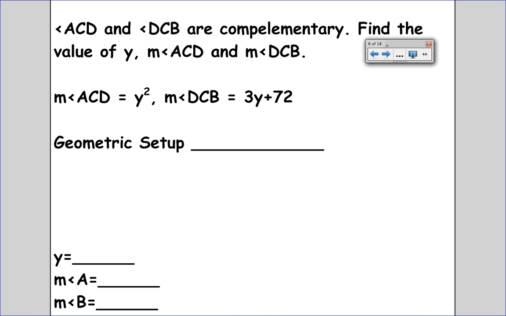Here's another problem where we're going to involve factoring, of course, because we see a y squared. Once again, take a second, pause the video. This is a more complicated problem. Try it out, see if you understand the concept, and then come back and check your work with me.